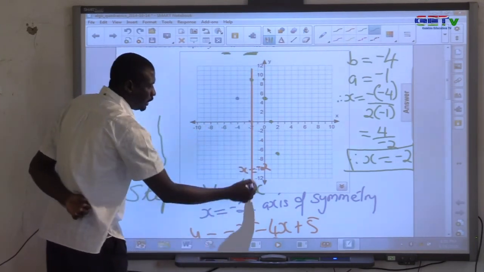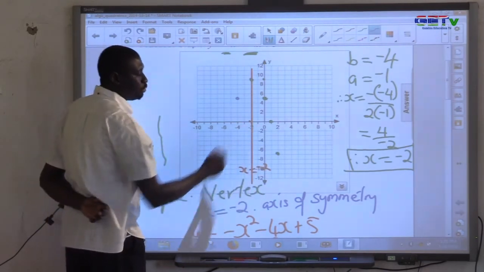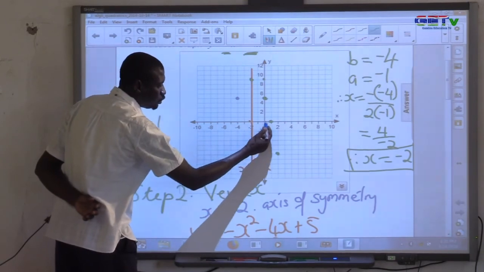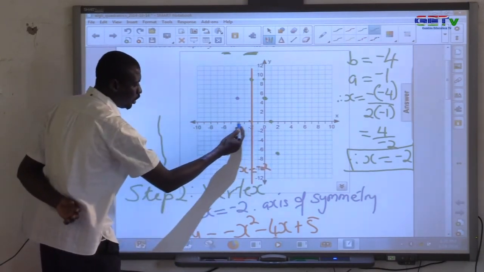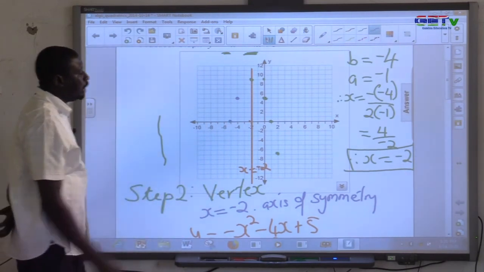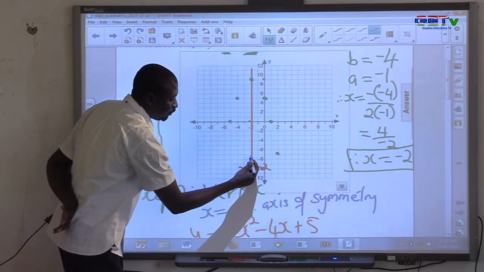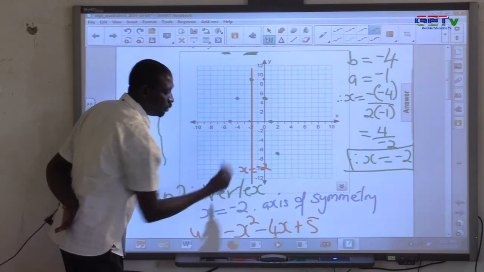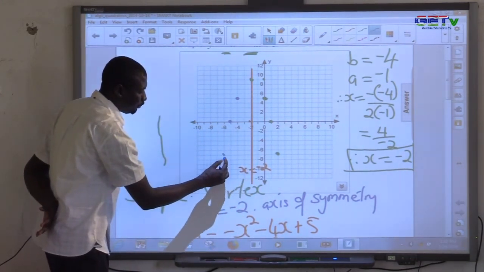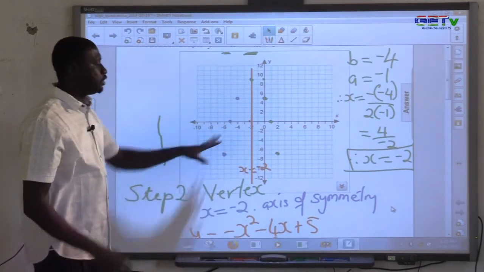From the line of symmetry to this given point, that is coordinate 1 and 0, we have 3 units. 1, 2, 3 units. We'll do the same thing on the opposite side. 1, 2, 3 units. So we'll mark a reflected point there. Then the last one will be from this point to 2 there, we have 4 units. 1, 2, 3, 4. We do the same thing on the opposite side. So we've got all the points that we need.